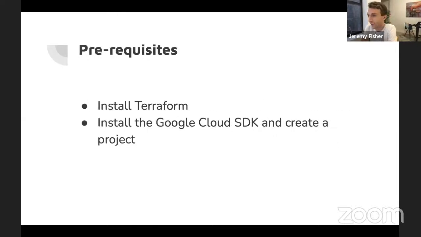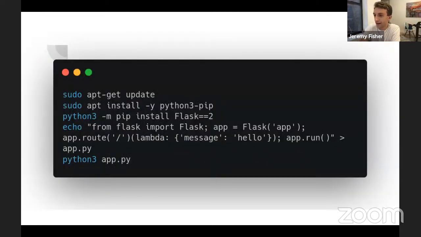So in order to follow along, all you need is Terraform and a cloud provider. I like Google Cloud, so I would install the Google Cloud SDK and create a project. A project is just where resources live. And the goal is to run this bash script on a server somewhere and expose it to the internet.